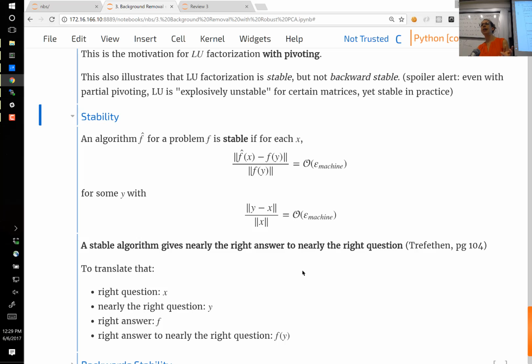Translating that here, X is the right question that we're truly interested in. And we're just saying that there's some Y that's close to that. So we've got nearly the right question. That's Y. It's almost X, where this is how we're defining almost. And then the right answer is F, but we're just getting nearly the right answer, which is F hat. So, the right answer to nearly the right question.